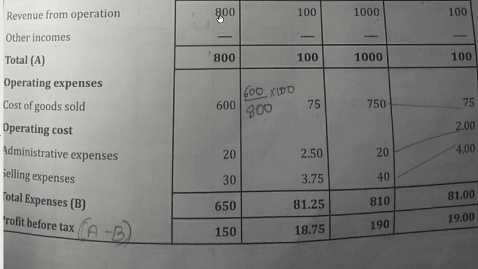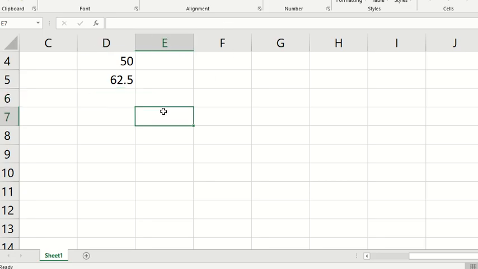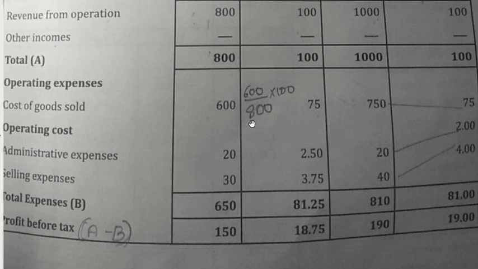And what is your revenue from operation for that particular year? 800. So how will you calculate it: 600 divided by 800 into 100. How much do you get? 75%. So your cost of goods sold amount divided by sales amount into 100%. How we basically get this formula is, if 800 is 100%, 600 is how much percentage?